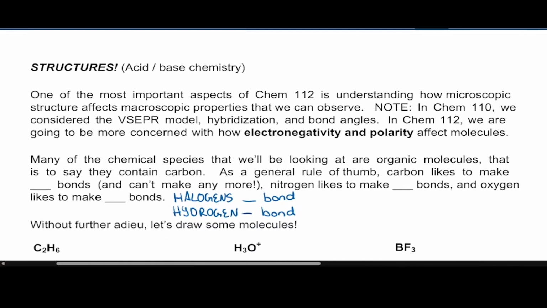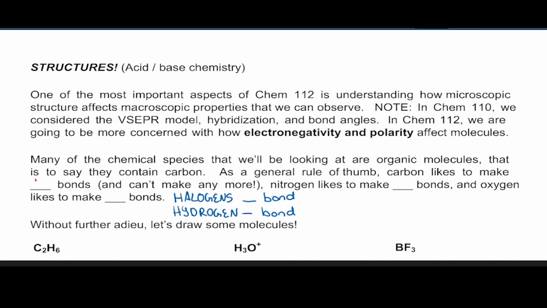Alright, we've talked a lot about periodic trends. Why don't we talk a little bit about structure? Acid-base chemistry is a huge unit in this course, so it's important to understand how these structures look, as that'll help you identify acids versus bases. So before we get into that, we can discuss the general rule of thumb for how many bonds certain things that we see often like to make.